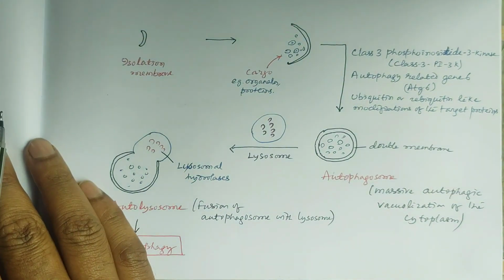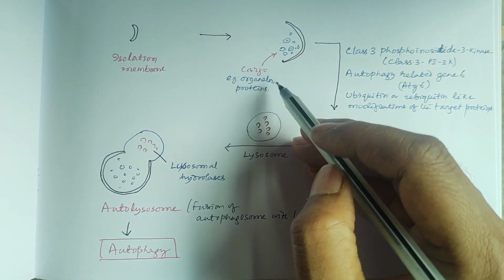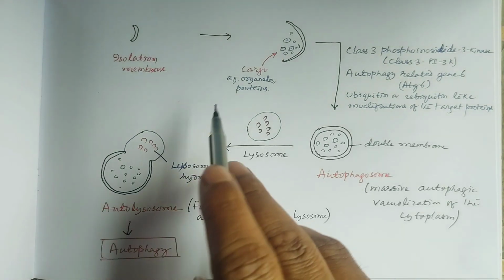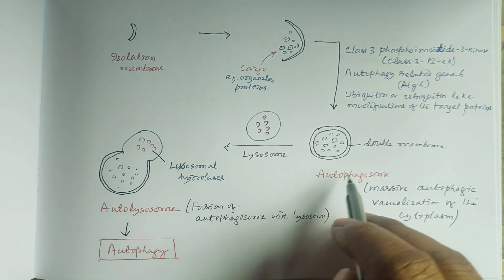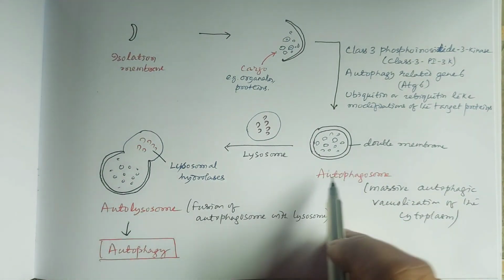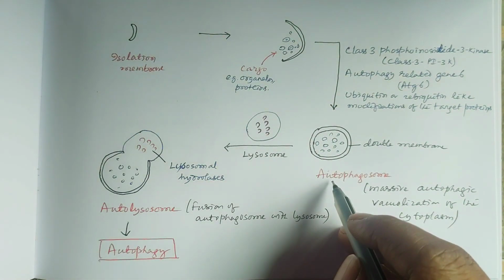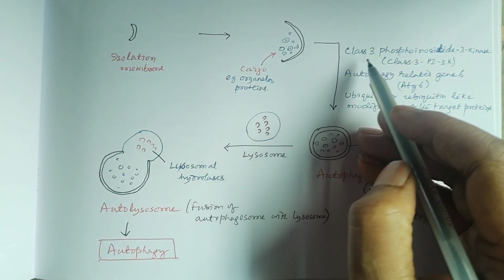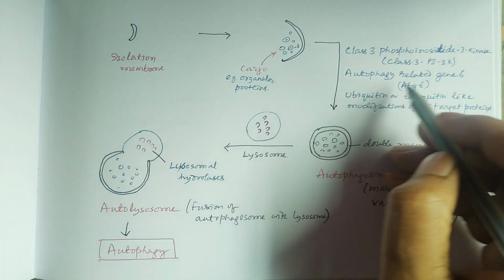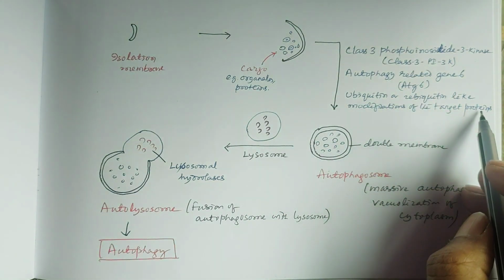Let us see here. First there will be one isolation membrane to which these cargo, the unwanted organelles and unnecessary proteins, will adhere, and that will result in the formation of a double membrane enclosed vacuole. So there will be massive autophagic vacuolation of the cytoplasm, and we call it the autophagosome. This occurs in the presence of class 3 phosphoinositide 3 kinase, class 3 PI3K, autophagy related gene 6 ATG6, and ubiquitin or ubiquitin-like modifications of the target proteins.